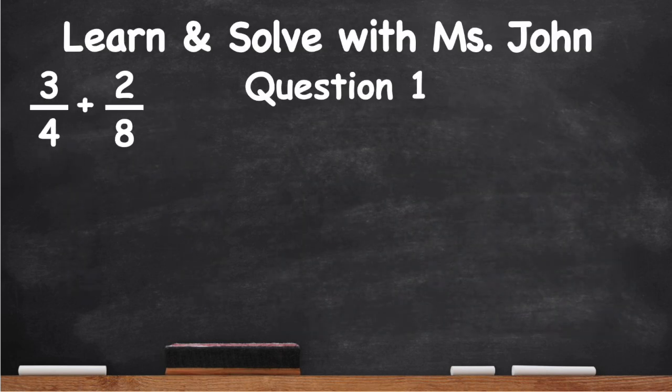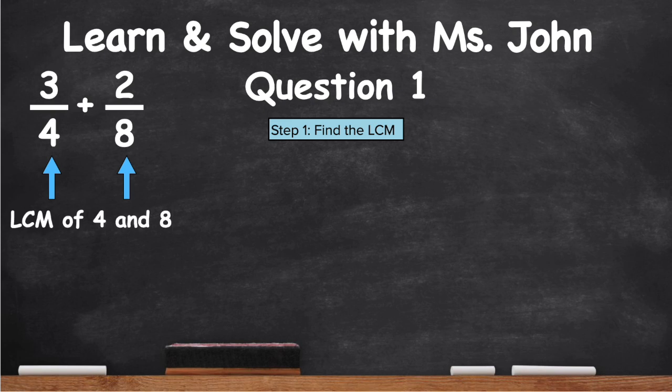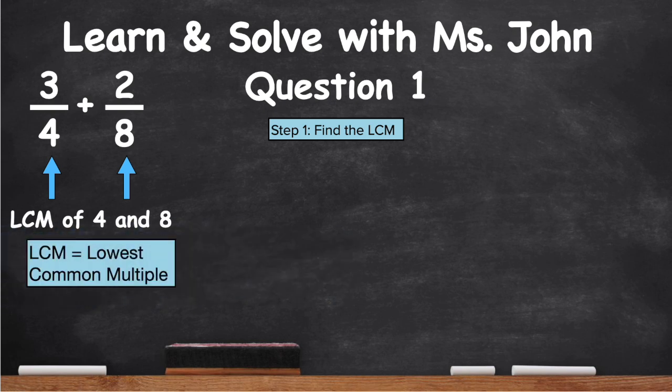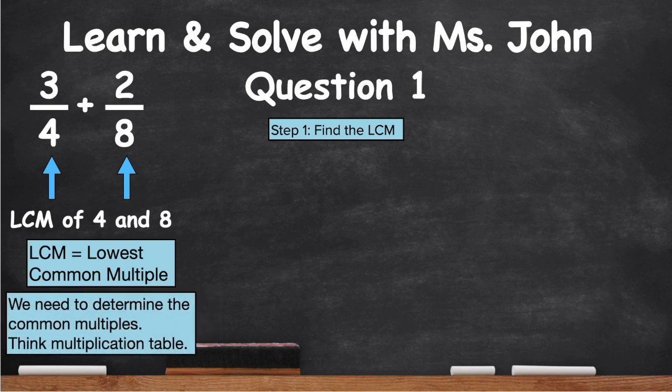So let's first start with finding the LCM. We've got to find the LCM of 4 and 8. In order to look at the LCM of 4 and 8, unlike the greatest common factor where you find the factors of the number, we're actually going to determine the common multiples of 4 and 8. So we're going to first find the multiples of 4.